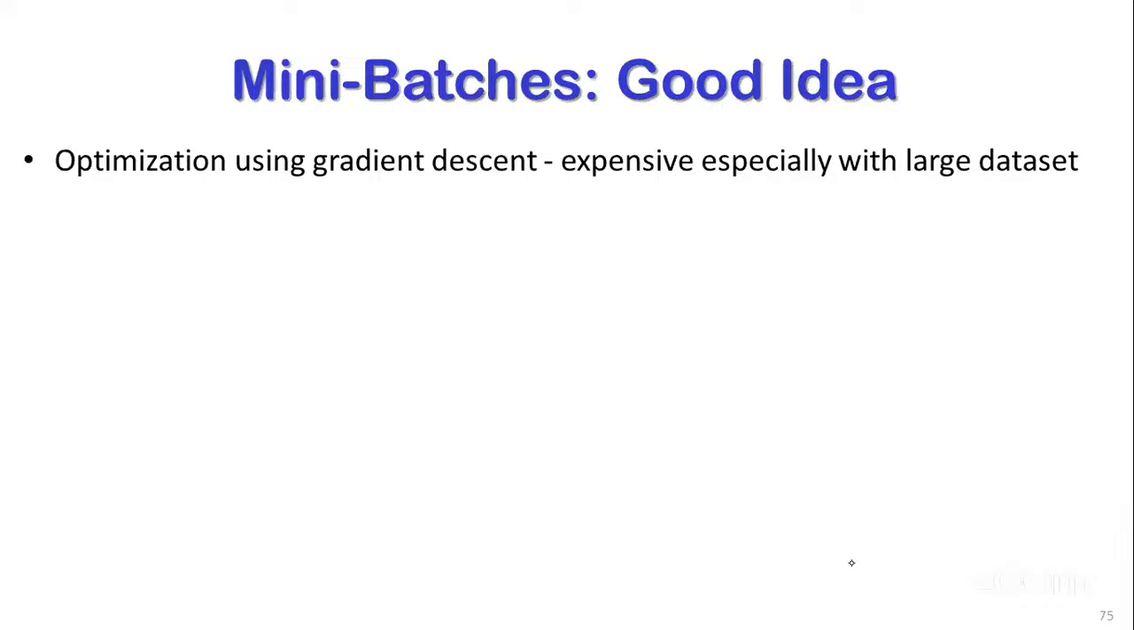So when we go for mini batches, actually it is a good idea. Why? Because now you just imagine, because I showed you the process, that the optimization using gradient descent is very expensive, especially when you are using a large data set, right? 3 million, 4 million, like that.